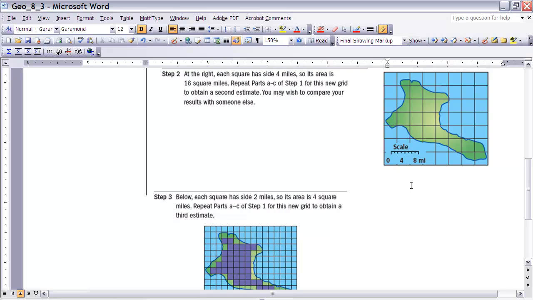Now in step 2, we're going to do the exact same thing, but this time we're going to do it on a new grid. Instead of each square having a length and width of 8 miles, now it has a length and a width of 4 miles. So we're going to have more squares, but our estimate should be pretty close to what we had before. What I'd like you to do right now is pause the video and count up your inside squares and your boundary squares, so your I value and your B value, and also calculate a value for U, the area of one of those squares.